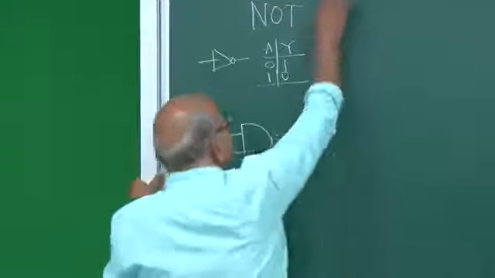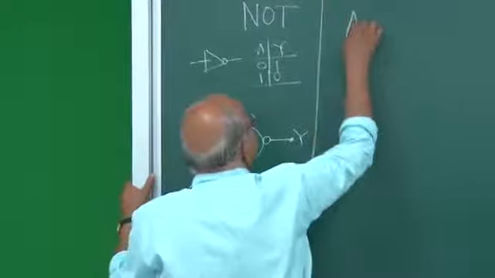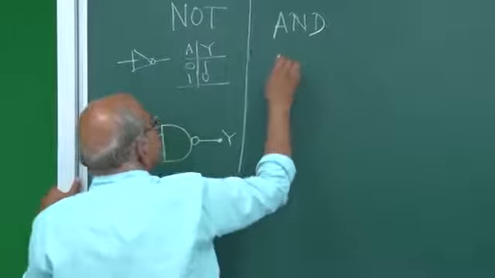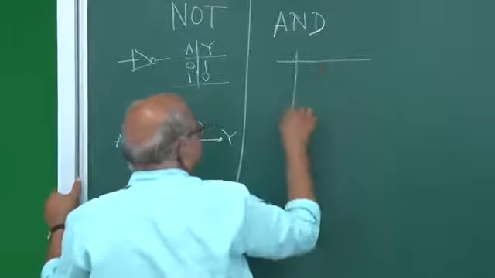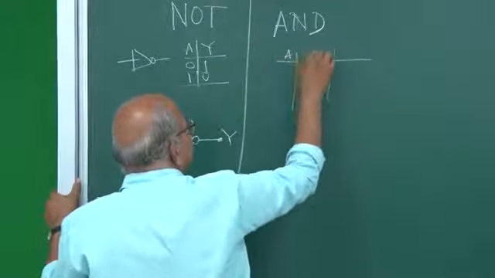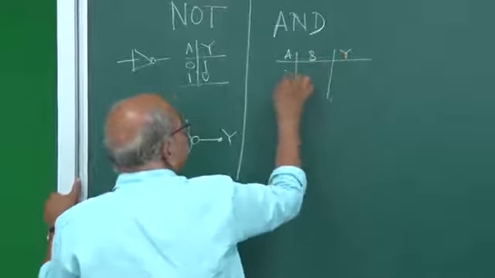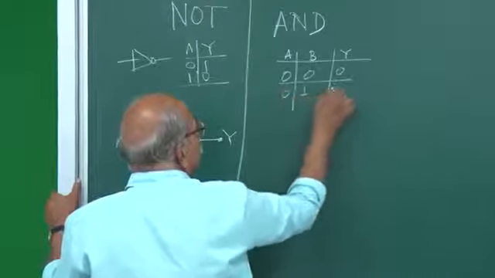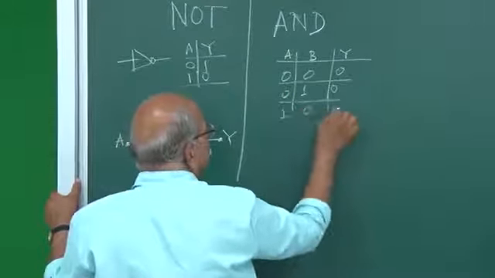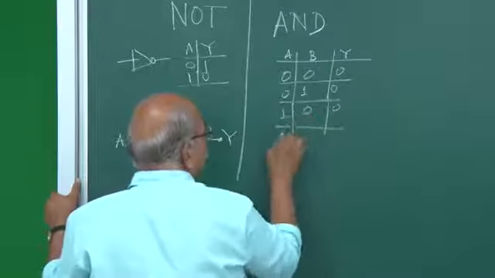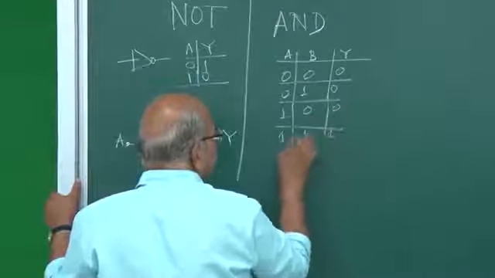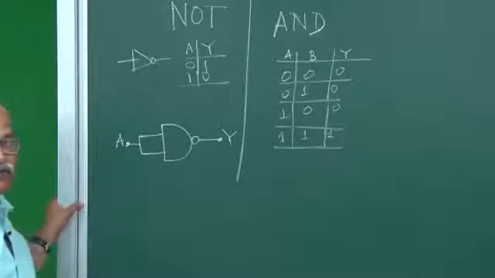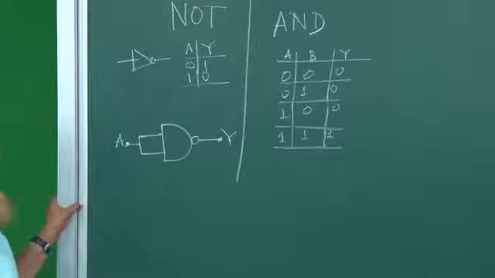How do I get AND? How do I get AND gate? So for AND gate, the truth table is A, B and Y, like that. So 0 0 should be 0, then 0 1 should be 0, 1 0 should be 0, and 1 1 should be 1. So this is what I need. So for this, 2 NAND gates are needed.